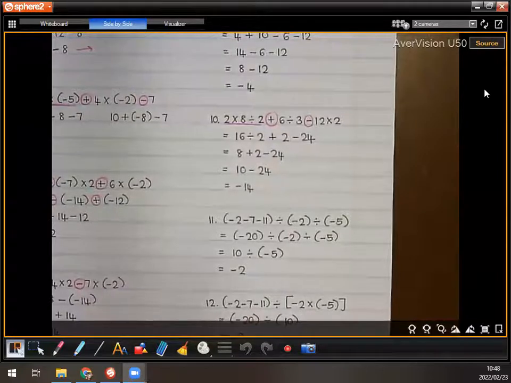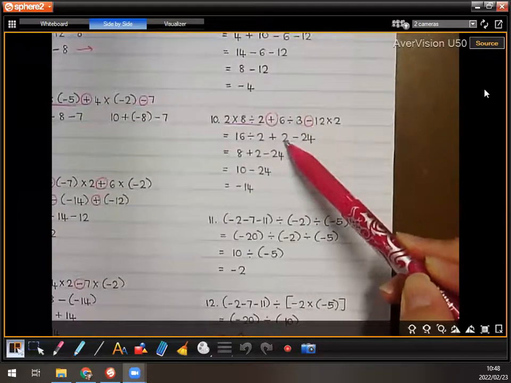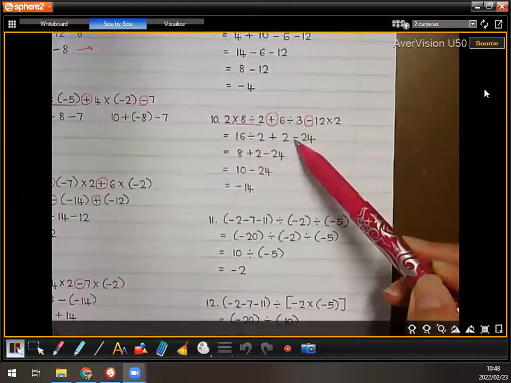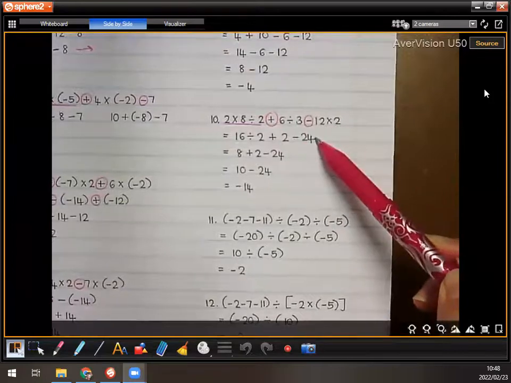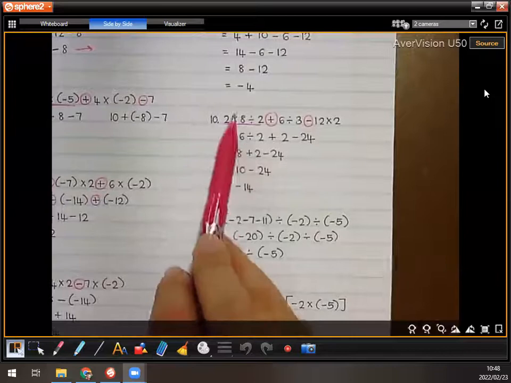Let's just start from left, the easiest way. Okay, then plus. There's that plus, right? 6 divided by 3 is 2. Minus, there's that minus. 12 times 2 is 24. Okay, there I just did the second part of that.